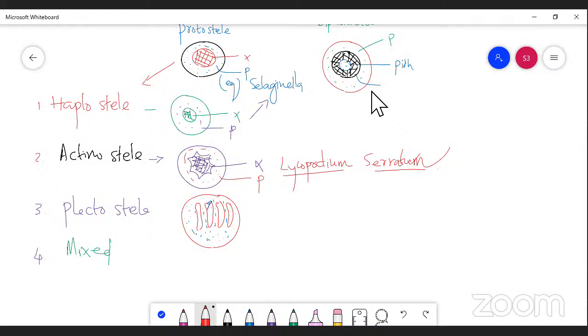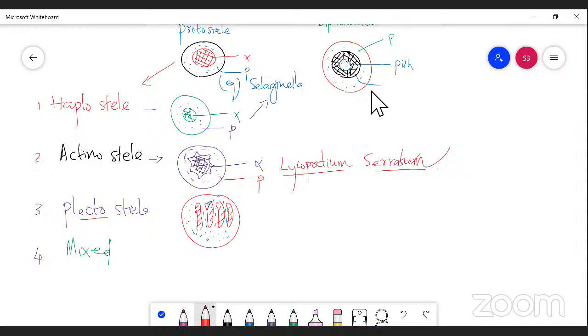So actually, xylem is broken and forms plate-like structures. Alternatively, these xylem plates and the phloem plates are alternately arranged with each other. This is called as a plectostele. I repeat once again. Plectostele is a type of stele in which xylem core is broken or split into a number of plate-like structures which are arranged alternately with the plate-like structures of phloem element. This is called as a plectostele.